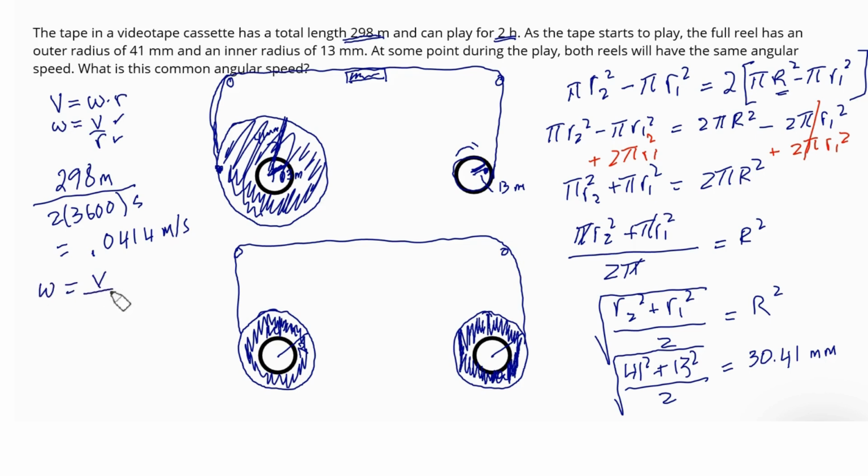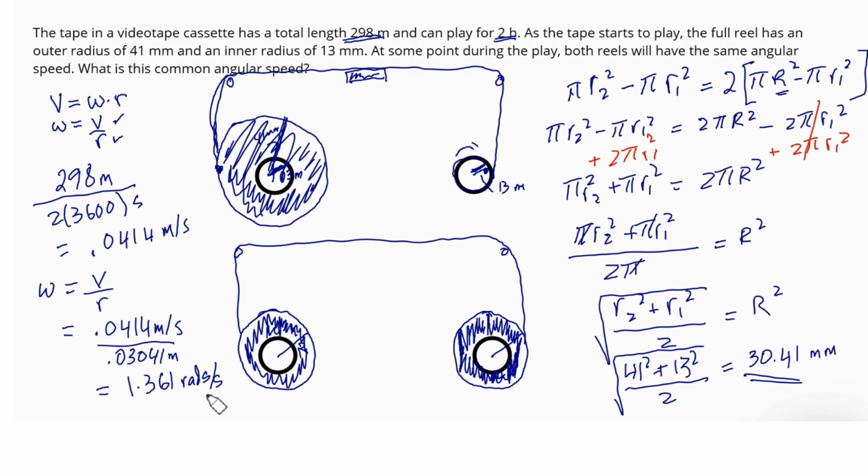So using this relationship, I can find omega. Omega is just V over R, which would be 0.0414 meters per second divided by, I'm going to convert this to meters because I've got meters up here, 0.03041 meters. And that gives me 1.361 radians per second.